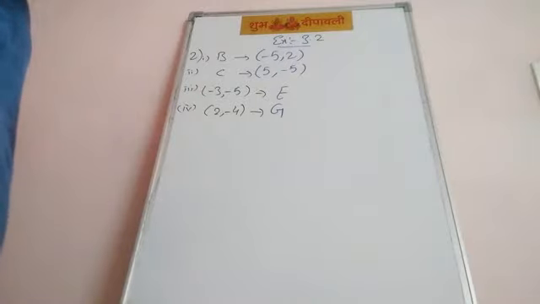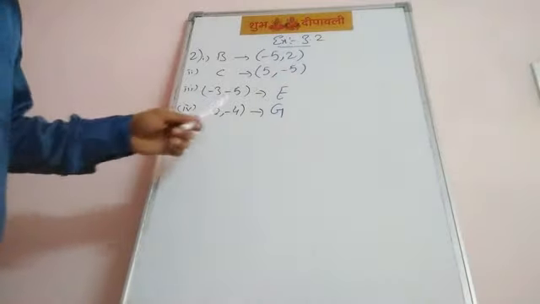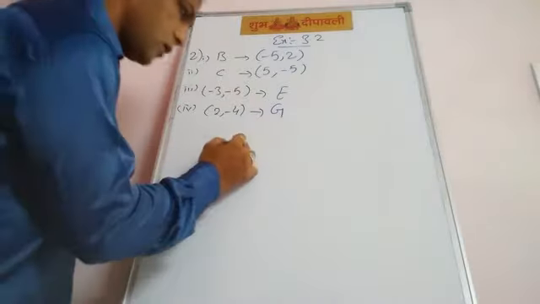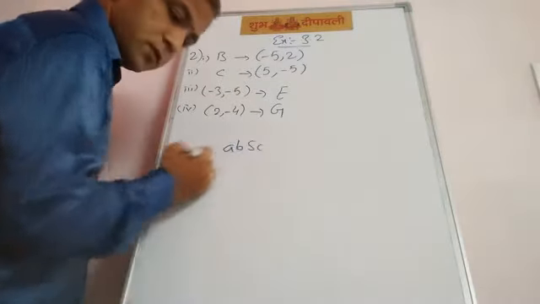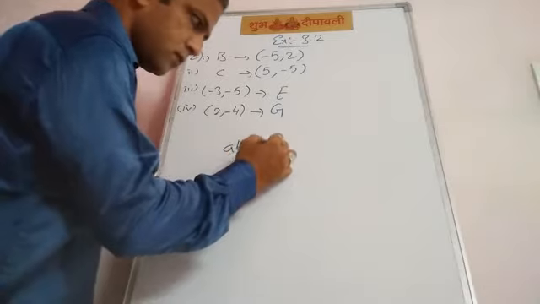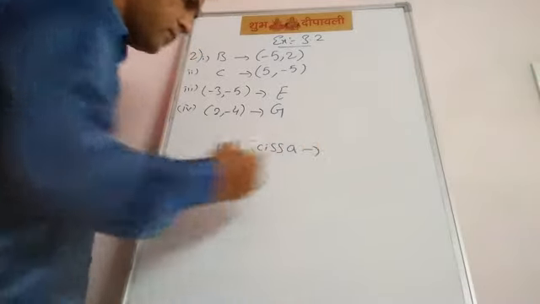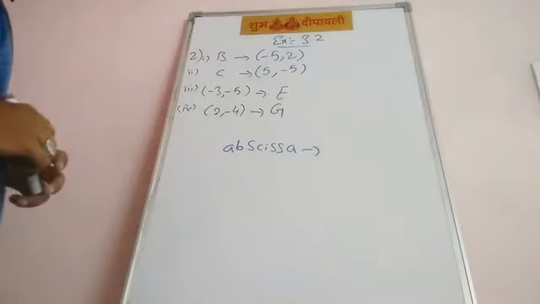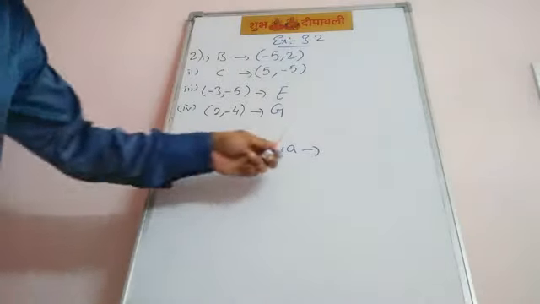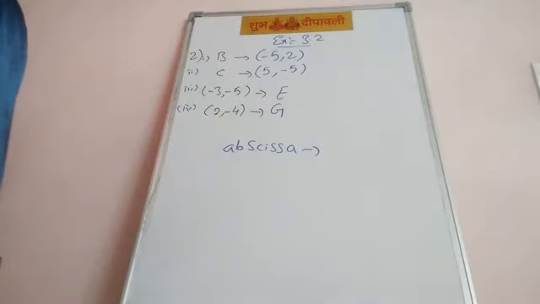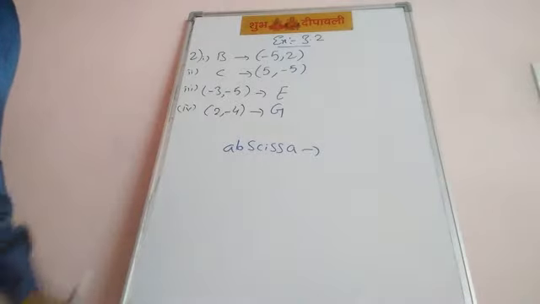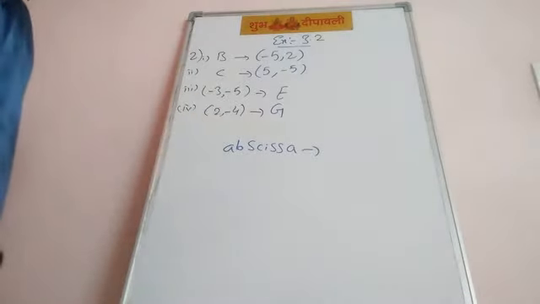Abscissa, ordinate. In 5th and 6th, what is abscissa? Abscissa is related to the x-axis. And next they have given ordinate. What is ordinate? It is related to the y point, the y value. In the 7th and 8th, what have they asked?